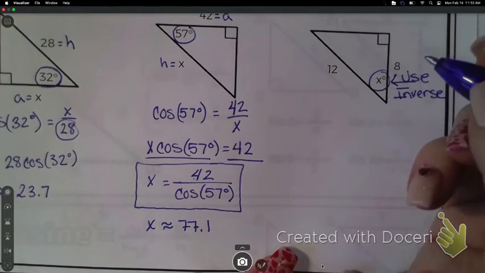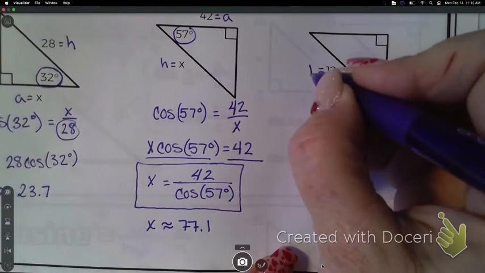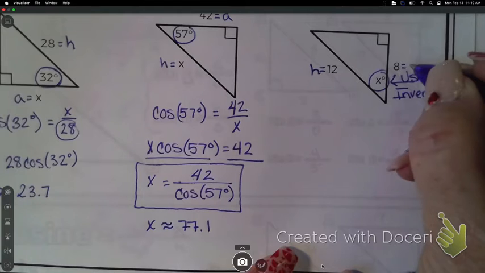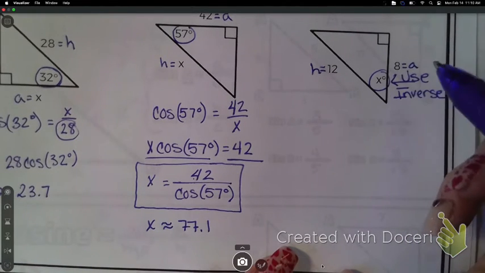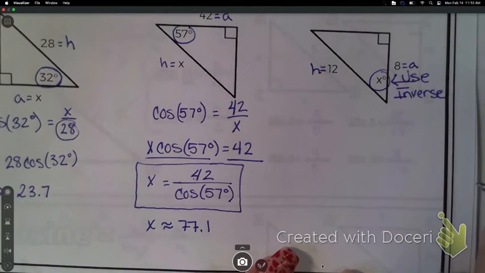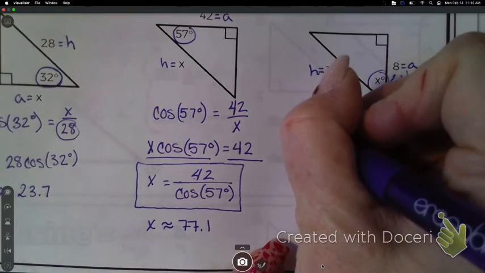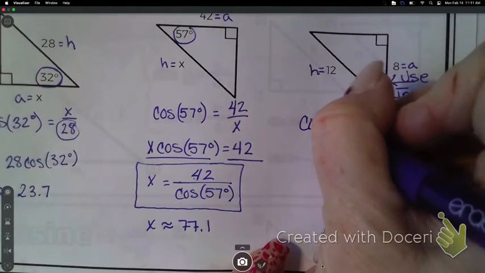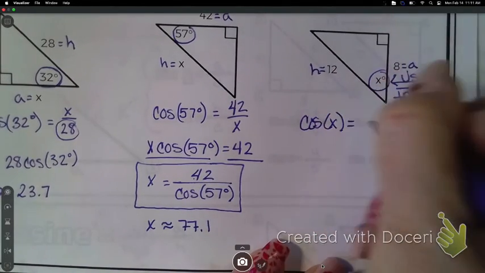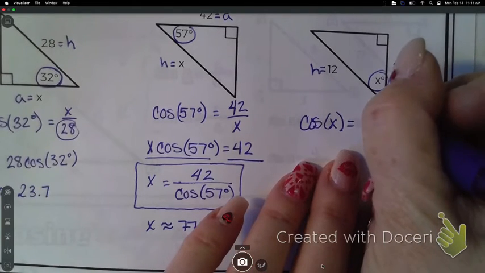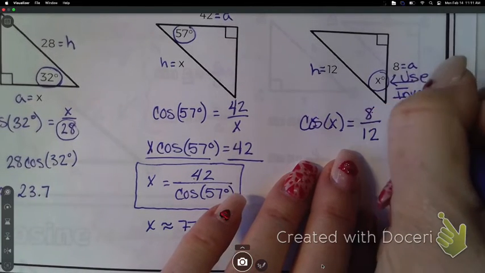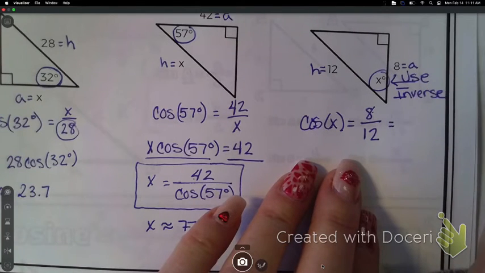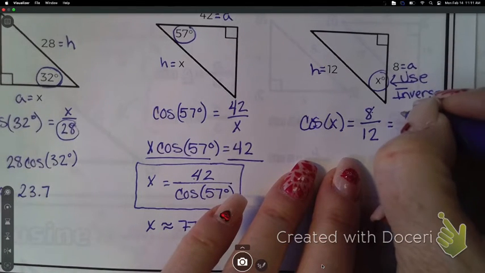So 12 is the what of that angle? Hypotenuse. And 8 is the adjacent of that angle, correct? Yep. So hypotenuse and adjacent is what function? Cosine. So I have the cosine of x equals adjacent over hypotenuse, 8 over 12. Oh, we can reduce 8 over 12, can't we? By 4. So 2 over 3.